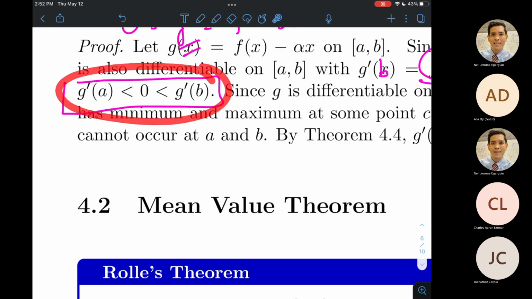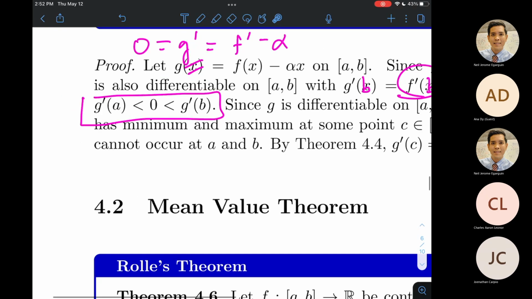Ano? So kasi dito, eksaktong dito, makukonclude ko na si g ay hindi pwedeng mag-attain ng minimum kay a at saka kay b by lemma 4.1, right? So since all the assumptions of lemma 4.1 are met, we know that g cannot attain the minimum at a nor b. Kasi nga hindi zero yung derivative dun sa dalawang endpoints, so disqualified na sila sa pagbibigay ng absolute minimum.